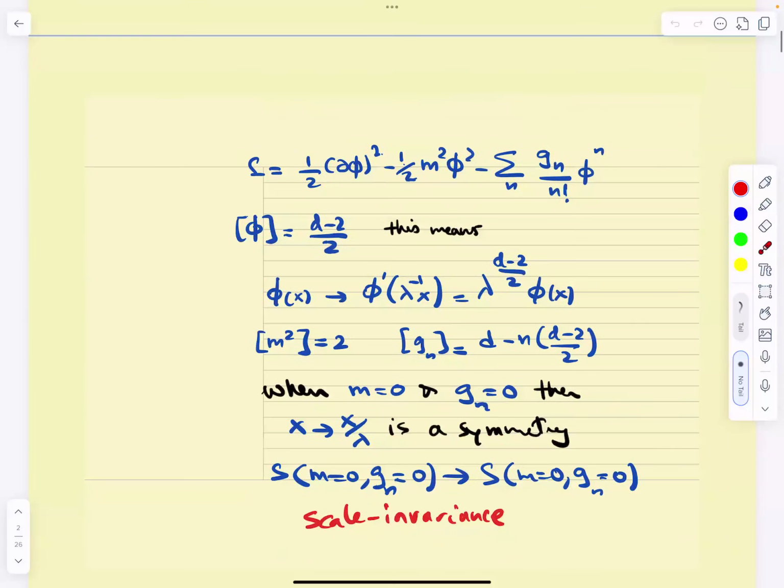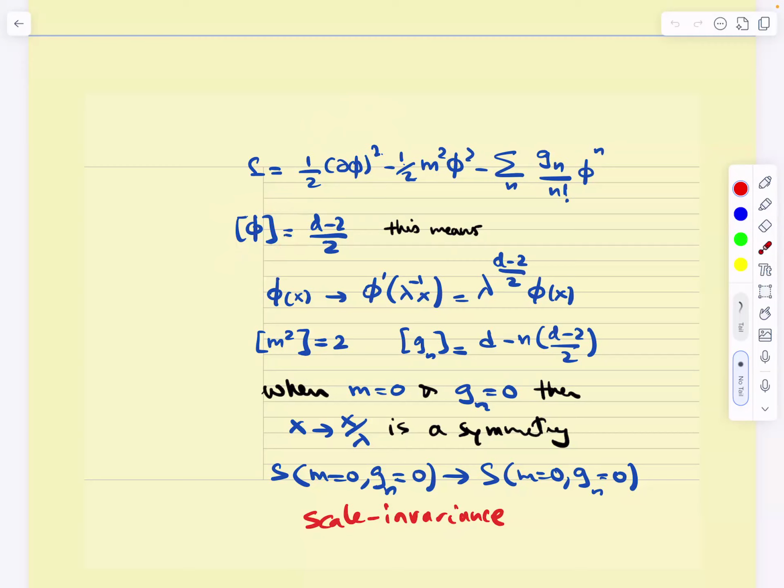All right, so consider a free scalar field. The Lagrangian is half del phi squared minus half m squared phi squared, which is a mass term, plus some arbitrary interaction term in these space-time dimensions. From the first term, the kinetic term, you know that because this term should have dimension d, and every derivative has mass dimension 1, the mass dimension of phi is (d minus 2) over 2.